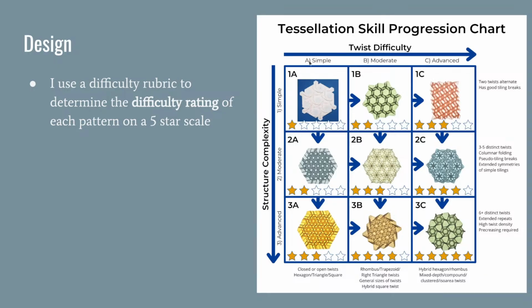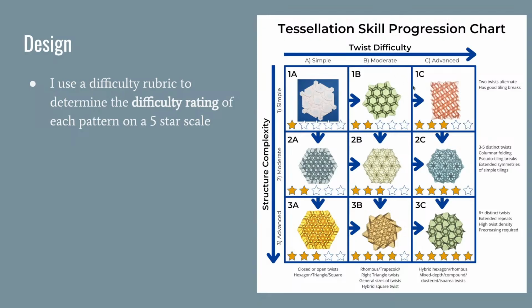And so the 1As, the simple twist difficulty and simple structural complexity, have basic twists, so closed or open hexagon, triangle, or square, in an alternating pattern that has good tiling breaks. And then there's ways of putting hexagons and triangles together that do not alternate and do not have great tiling, or still have good tiling breaks, but you have to go further to get to them. And those more complex structures would be a 2A instead.